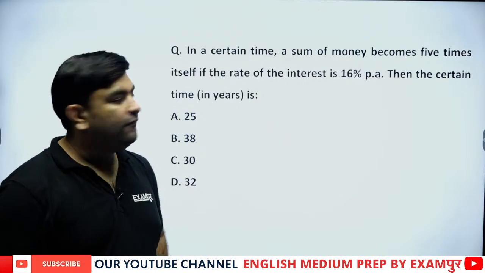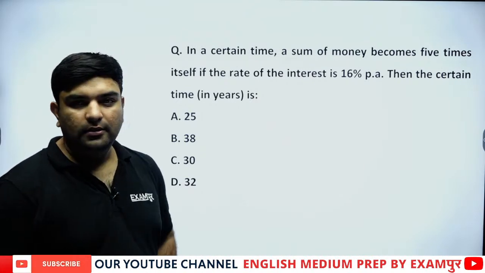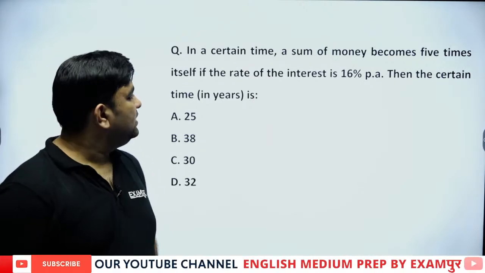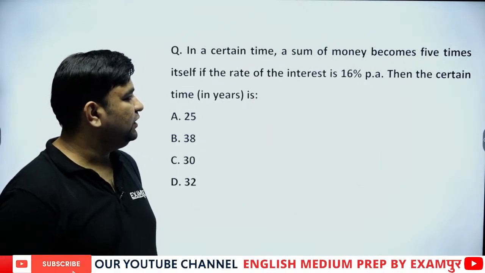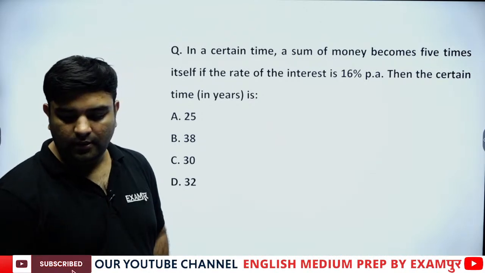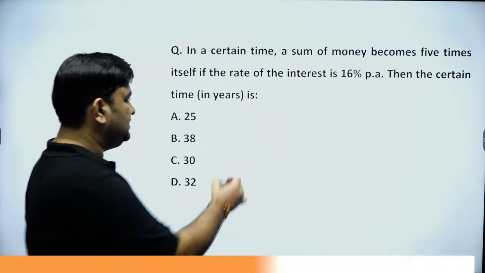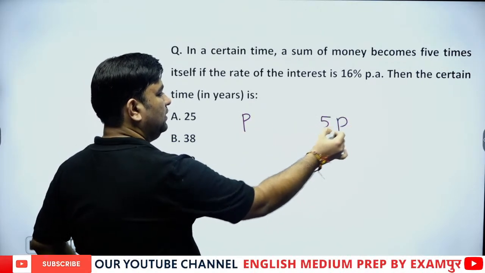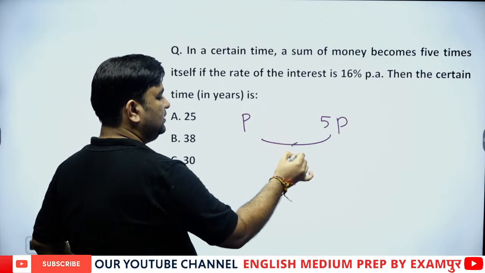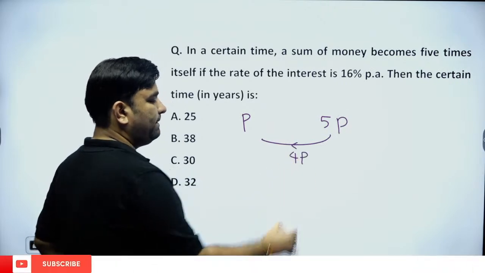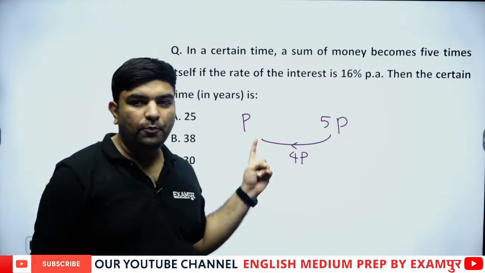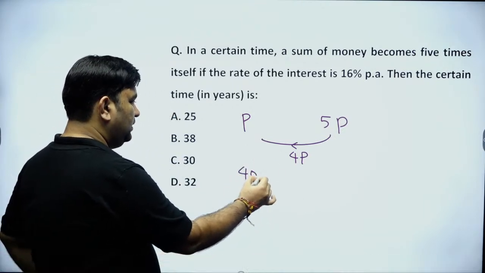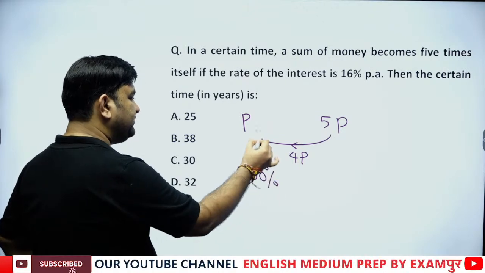A sum of money becomes 5 times at the rate of 15. What is the time? A sum of money becomes 5 times means from P to 5P. So what is the interest? 4P. Interest of 4P over P is 400%.